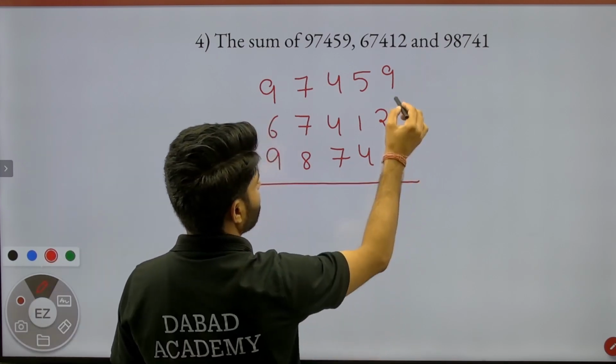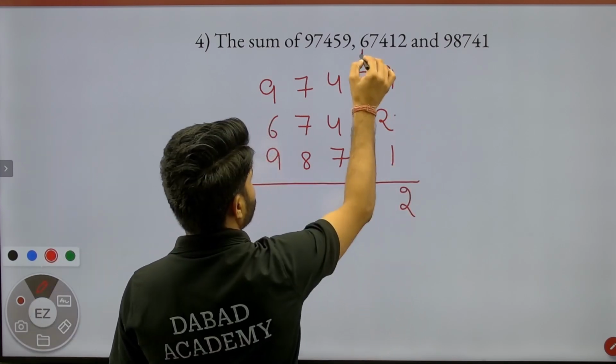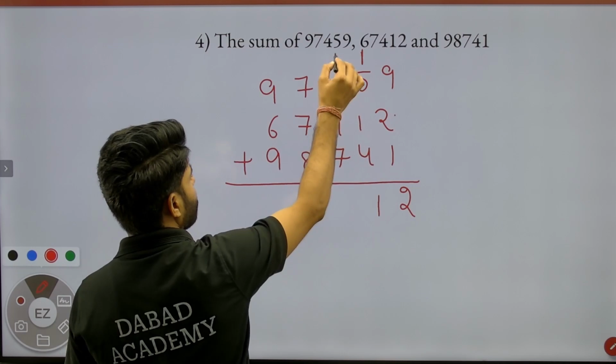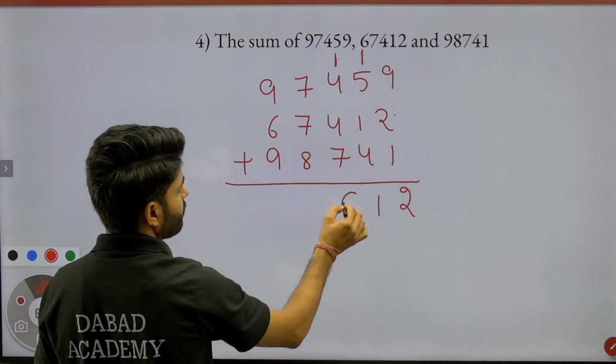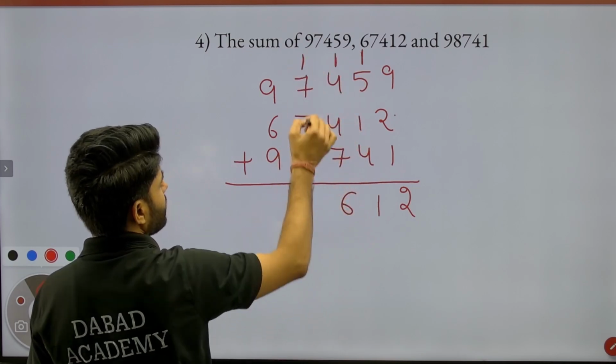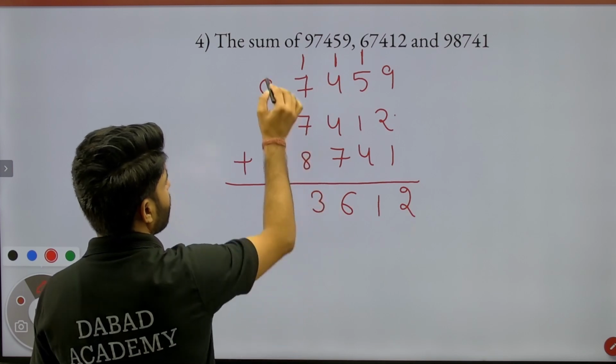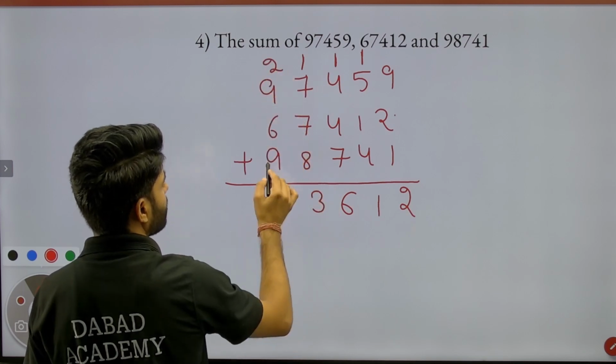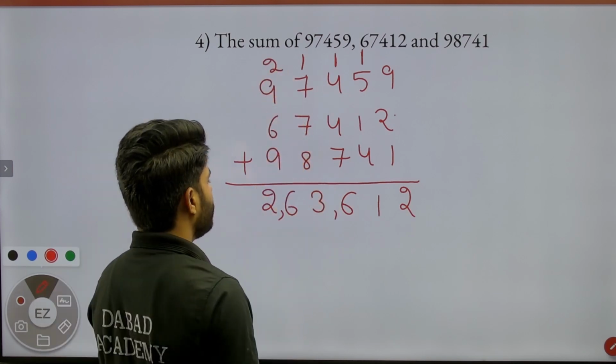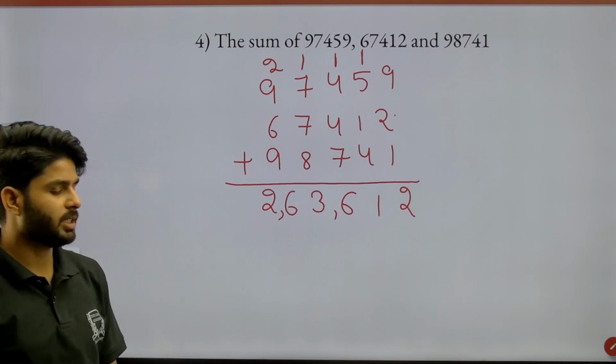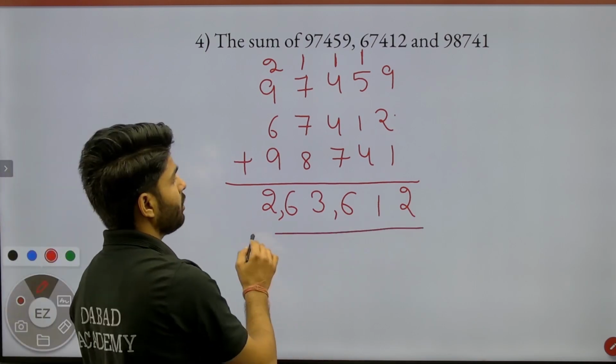Okay, that is 9 plus 2 is 11, so 1 carry 1, then we have 1, 5 is 10, then 1 is 11, we have carry 1, 4 and 4 is 8, 15, plus 1 is 16, we have carry 1, 8 and 8 is 16, 16 plus 7 is 23, we have to carry 2, 9 and 9 is 18, 2 is 20 and then plus 6 is 26. That is equal to 2,63,612. So this is your addition of all these numbers.